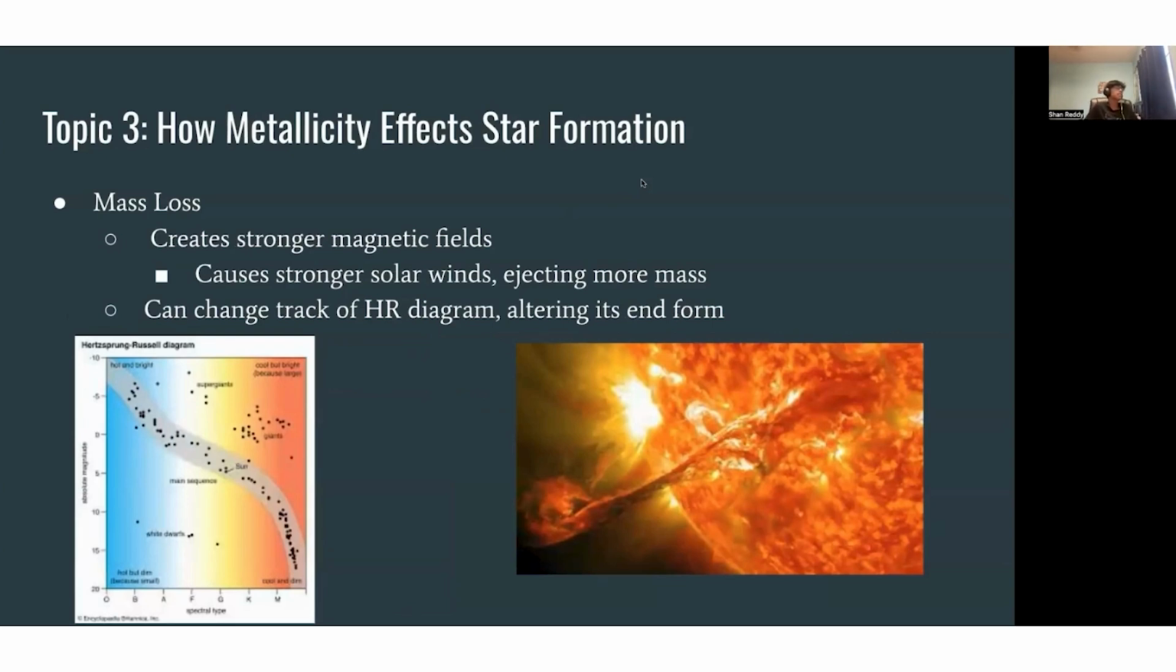Finally, metallicity can also affect how much mass a star loses. As stated before, metals within a star can create stronger magnetic fields. This causes stronger solar winds. Solar winds are when a star ejects energy and mass out from itself, like here. Our sun does this a lot. This ejection lowers the mass of the star, making the star fall on the HR diagram. The HR diagram is a way to classify stars based on their spectral type and magnitude or brightness.